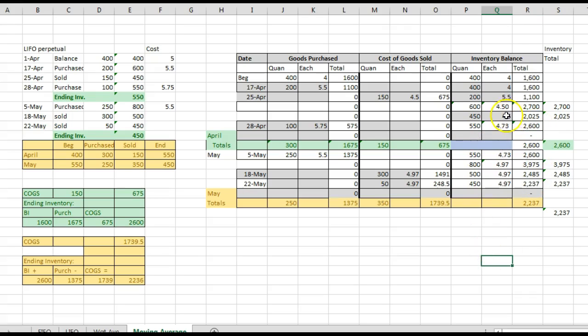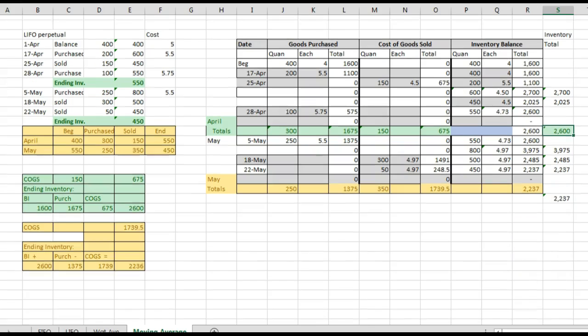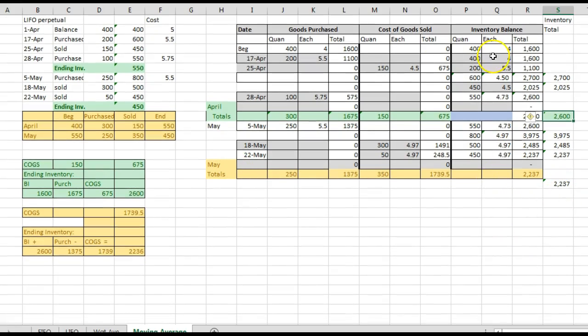So again, to find the moving cost here, you take $2,600 divided by 550, and you get $473 per unit. That gives us a cost of goods sold of $675 here, and an ending inventory of $2,600. So if you add this all up and make sure it's right, you got $1,600, you got $1,675, you subtract the $675, you come up with $2,600 in ending inventory. So now we're going to do May. And May, I'm just going to transfer these numbers down into May. So this is our beginning.